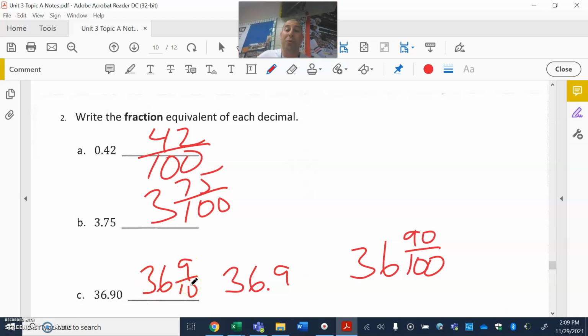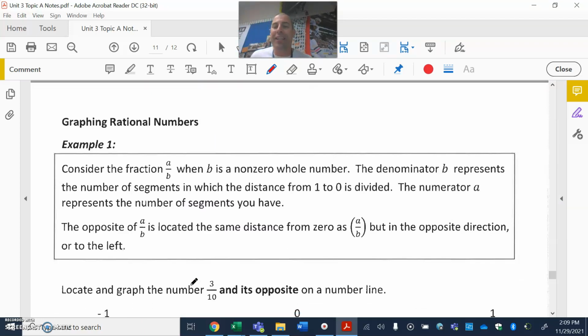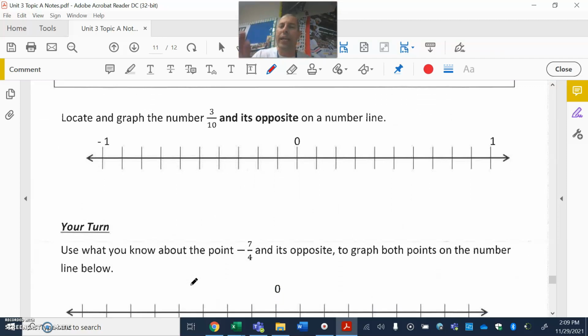All right, so remember, those are your rational numbers. They're fractions. But remember, they can also be written as decimals and sometimes whole numbers. All right, so now we're going to be graphing. So what we want to notice here is that when we are graphing with a fraction, the denominator is going to be our scale. So since I have a 10 in the denominator, that tells me that my scale is going to be 1/10.